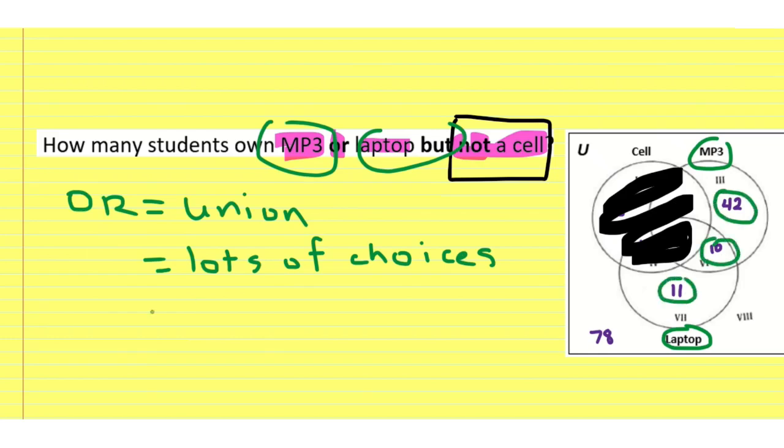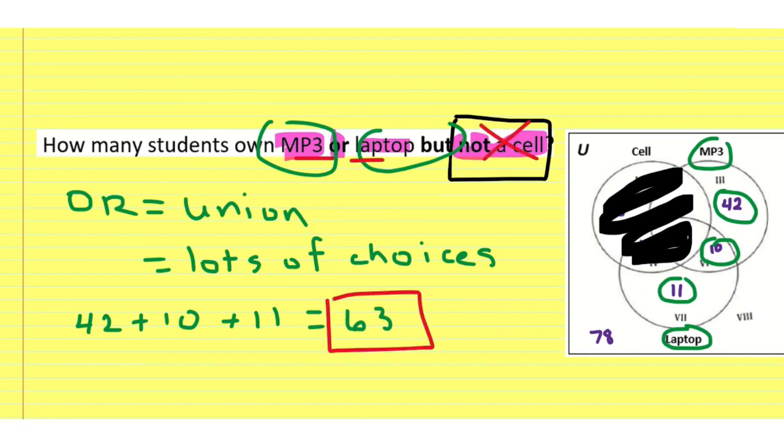So 42 students plus 10 students plus 11 students is going to give me a total of 40, 50, 60, 63, right? 63. There we go. So that is going to be the answer to this question. Students who own an MP3 player or a laptop, but not a cell phone, is 63.